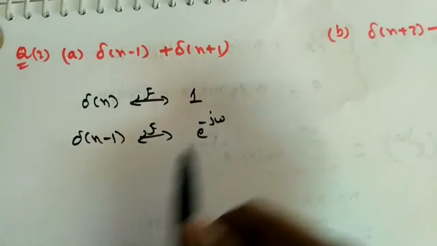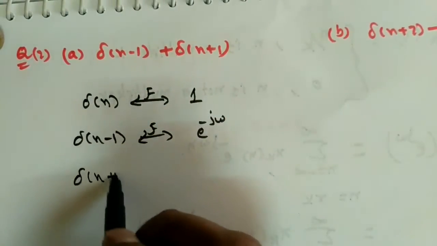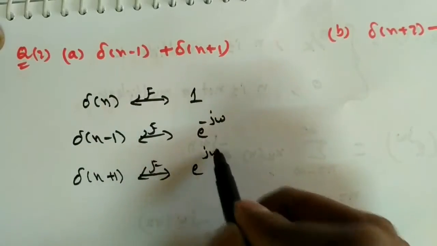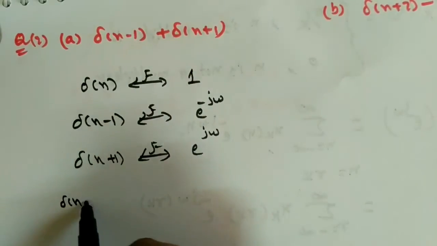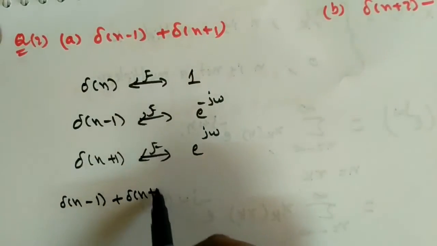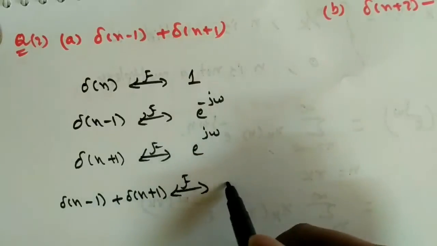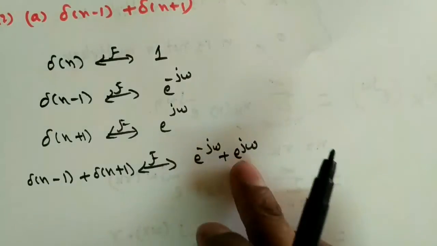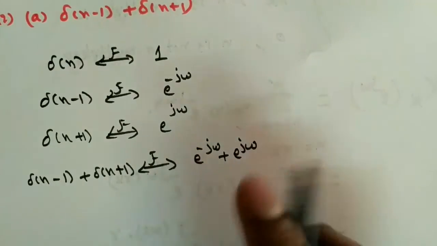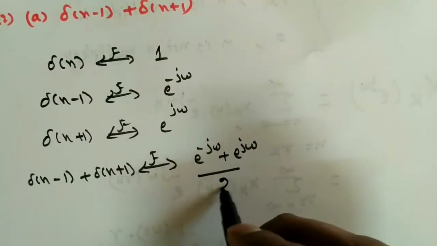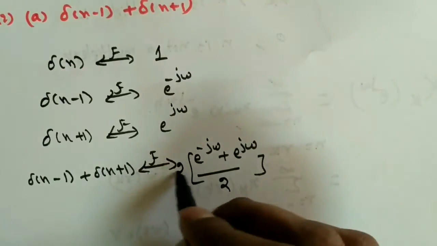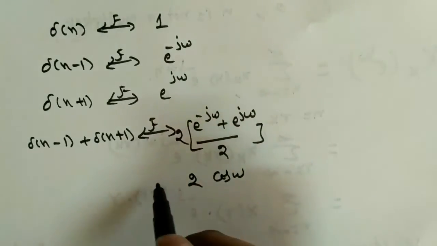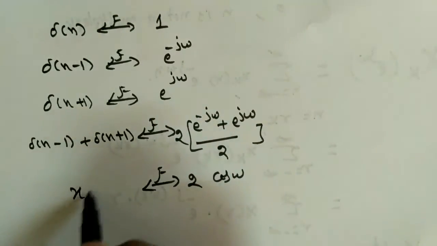So 1 will be. Similarly delta n plus 1: the Fourier transform will be e power minus means minus, plus means plus. So we have to add both. That's why the Fourier transform of delta n minus 1 plus delta n plus 1 will be e power minus j omega plus e power j omega. So what is this? e power j theta plus e power minus j theta by 2. If I divide and multiply with 2, it is cos omega, so it will become 2 cos omega, which is the Fourier transform. Now if I assume this is some x of n.